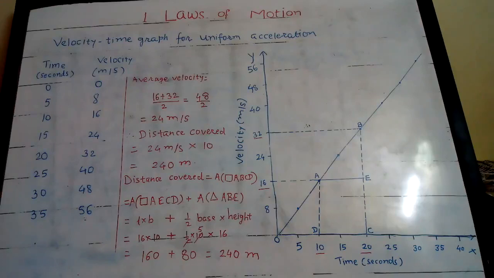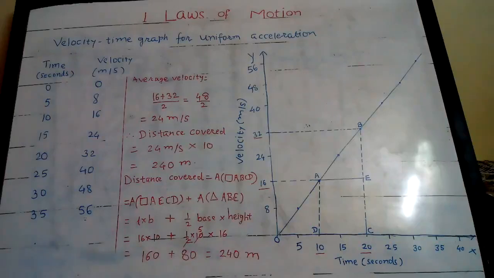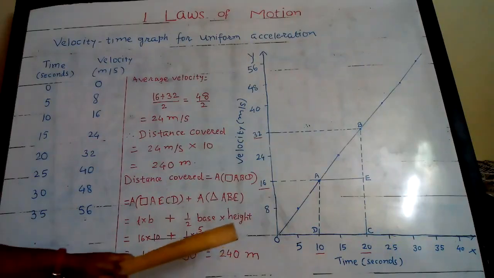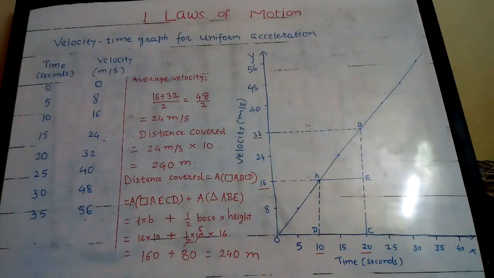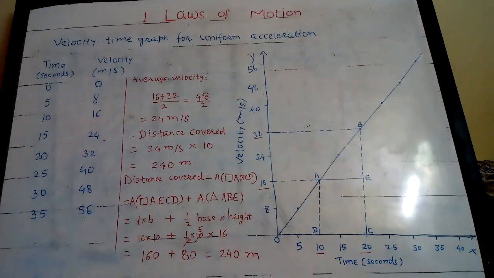Now you are asked to calculate the distance covered by the car in between 10 and 20 seconds. I have underlined 10 and 20 seconds here with the help of a red pen. So in between 10 and 20 seconds, how much distance has the car covered, that we have to calculate. There are two methods to calculate this distance covered by the car between the two points which are given, D and C.